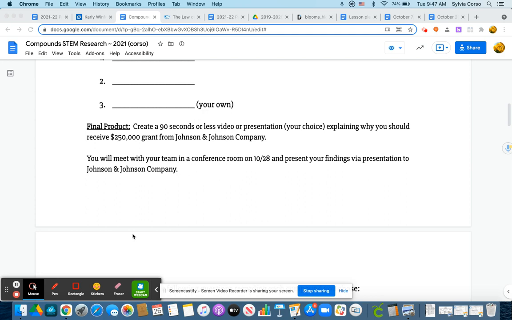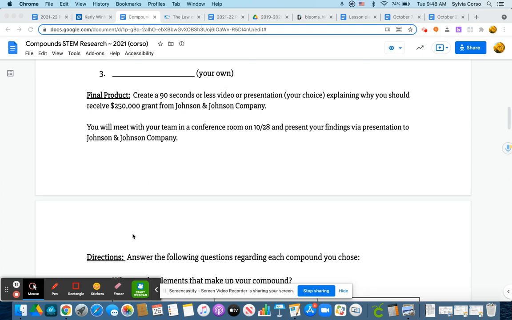Then, once you do the research, you're going to create your final product, which is a video of 90 seconds or less explaining why you should receive the $250,000 grant from Johnson and Johnson Company. And then you will meet with your team in a conference room on October 28th, I believe, and you will present your findings via presentation to Johnson & Johnson Company.